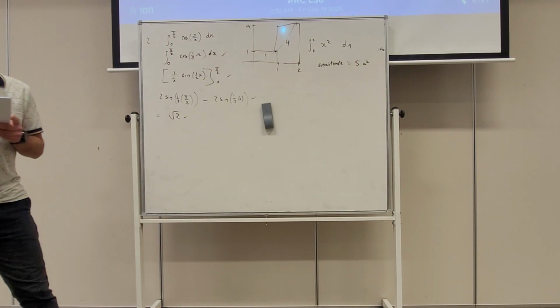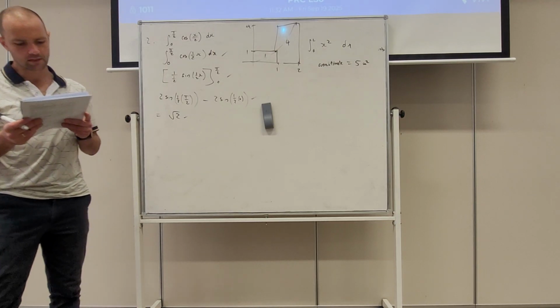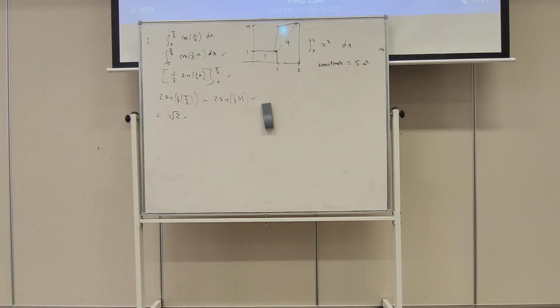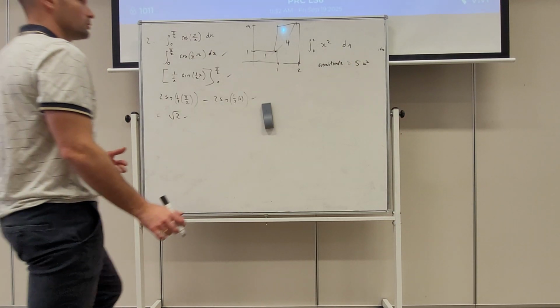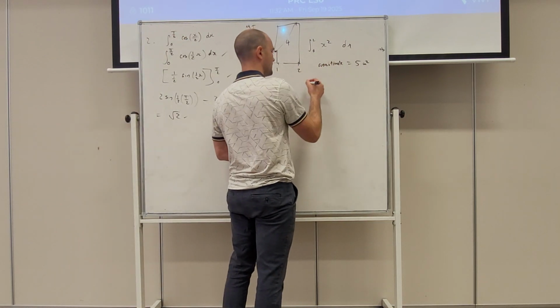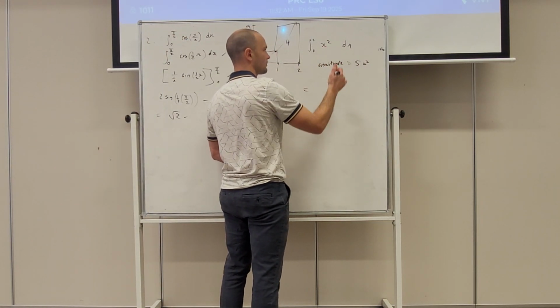Very good. All right, part B, calculate the exact area using technology. So it's just the integral from 0 to 2 of x squared with respect to x. So what's that? x to the 3 on 3, 8 on 3.